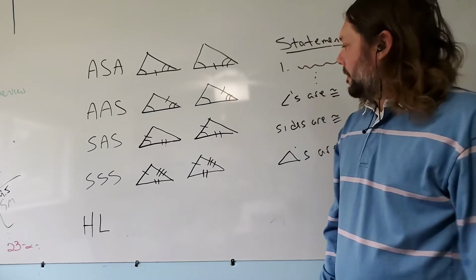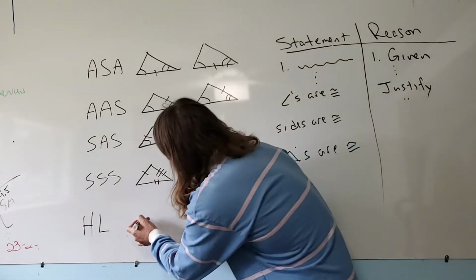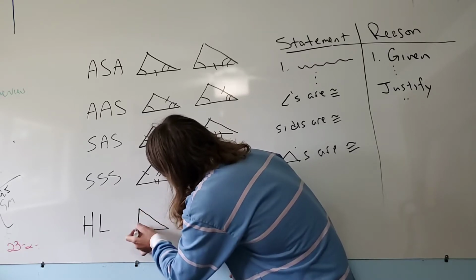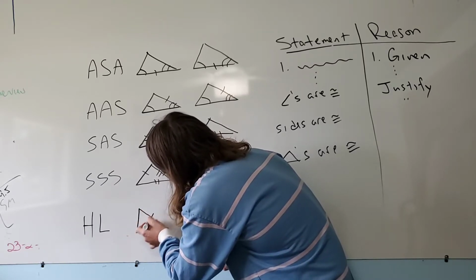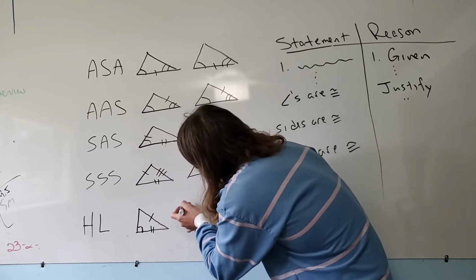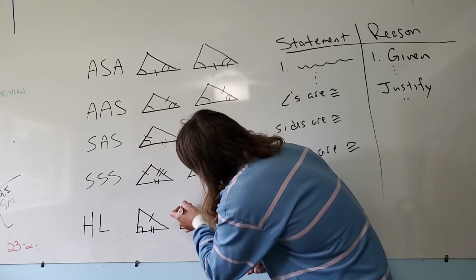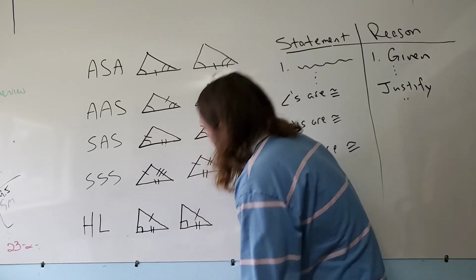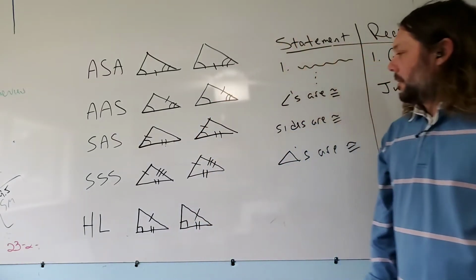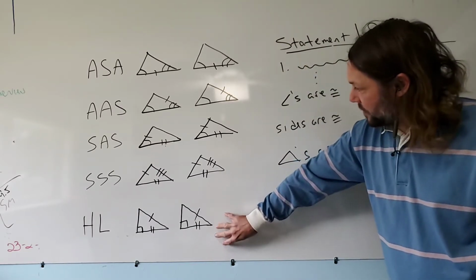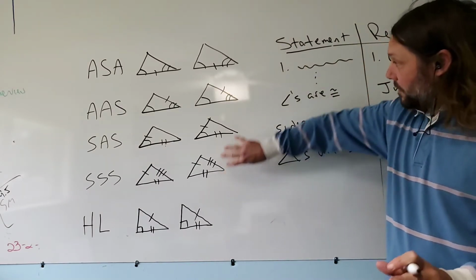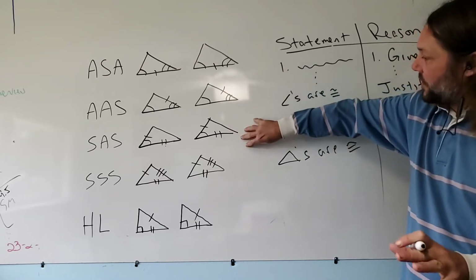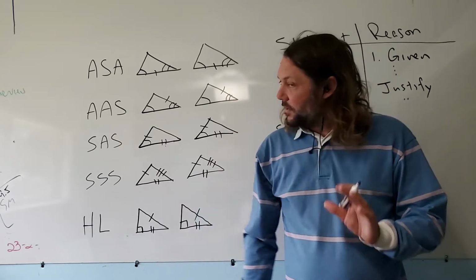And then HL. Now remember, HL, hypotenuse leg, this only works for right triangles. Keep in mind though, right triangles can be these 3. Any other triangle that's not right cannot be hypotenuse leg. So be aware of that.